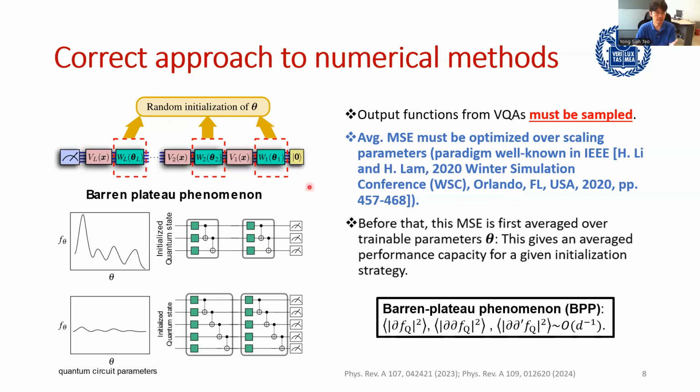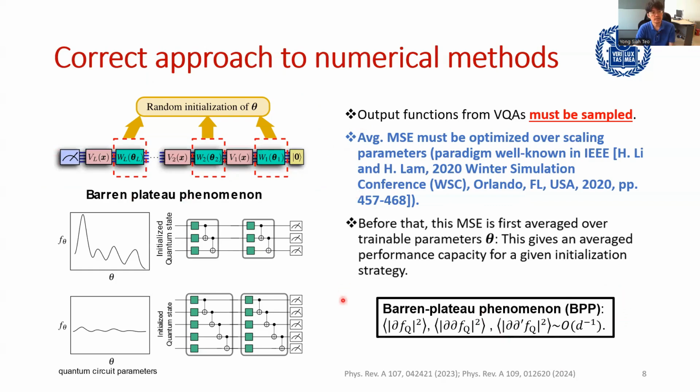Let's say for a quantum circuit, if you want to begin optimizing the output function, you would have to first initialize the circuit parameters theta here to some value and then proceed with the optimization. And the average mean square error can actually quantify the quality or the performance of such an initialization strategy. Now, in particular, if we are using quantum circuits that are universal, there is this thing called the barren plateau phenomenon. So very briefly, what is the barren plateau phenomenon?